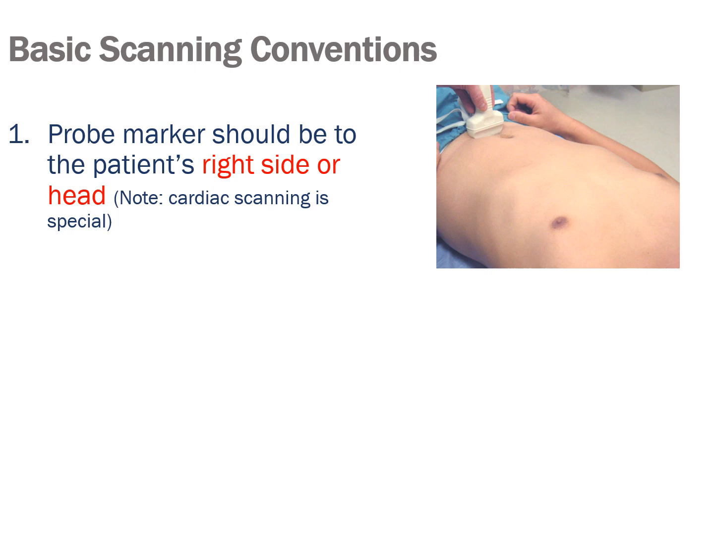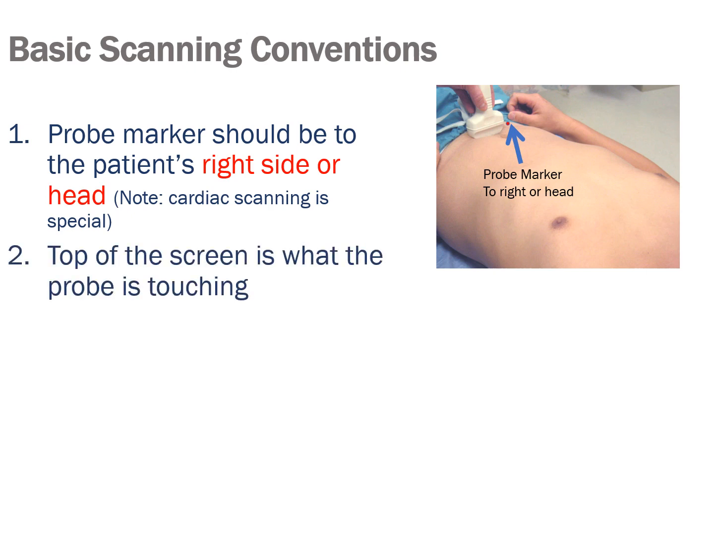Remember, we talked about the basic scanning conventions where the probe marker should be to the right side of the patient or towards their head, depending on which way you're scanning. So in this particular pericardial scan, you can see an apical four-chamber where the probe marker is to the right side of the patient, and if it was to be turned 90 degrees towards their head, that would be the other convention for a long axis scan.